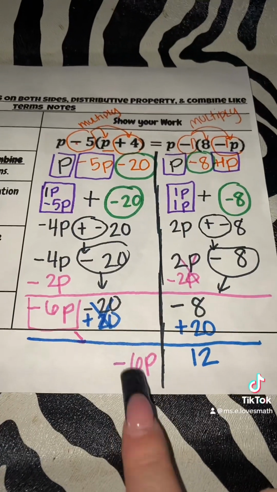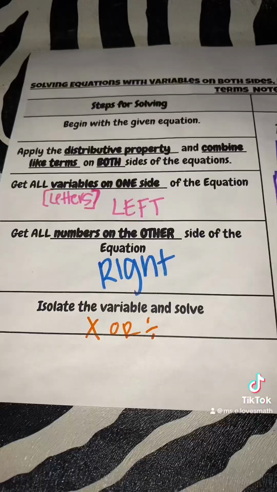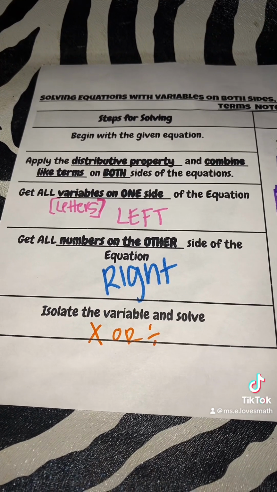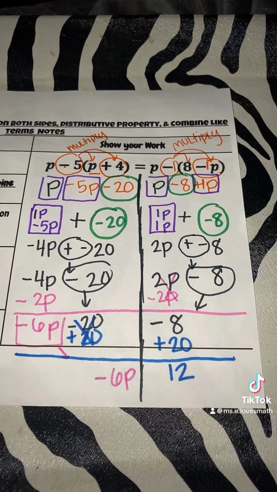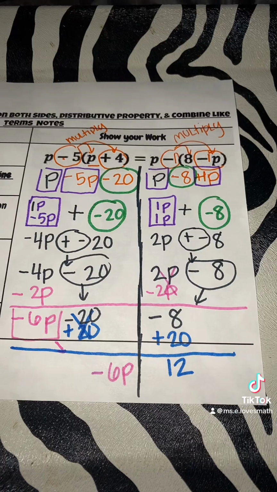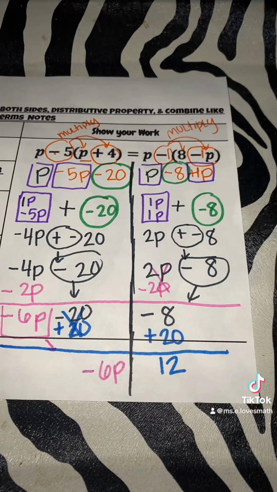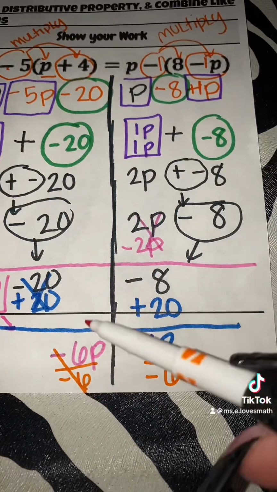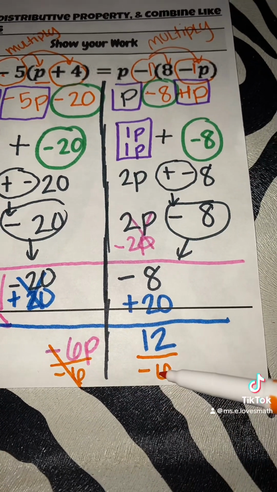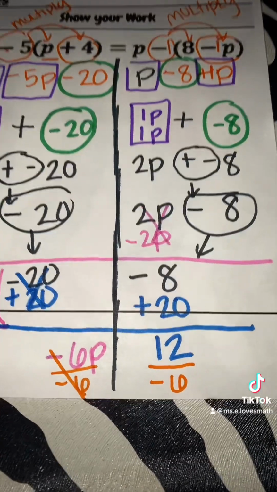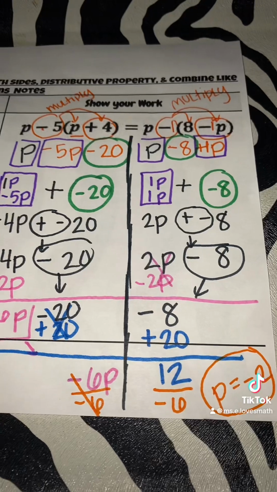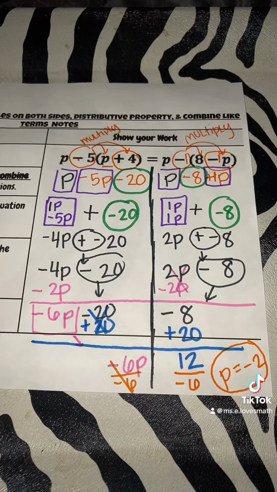Our last step is to isolate the variable. To isolate the variable, we are either going to multiply or divide. Since negative 6 is right next to p, that means multiplication, so we will use division to solve. We will divide by negative 6 to get p by itself. Whatever you do to one side, we need to do to the other, so we now have 12 divided by negative 6. So p is equal to negative 2.